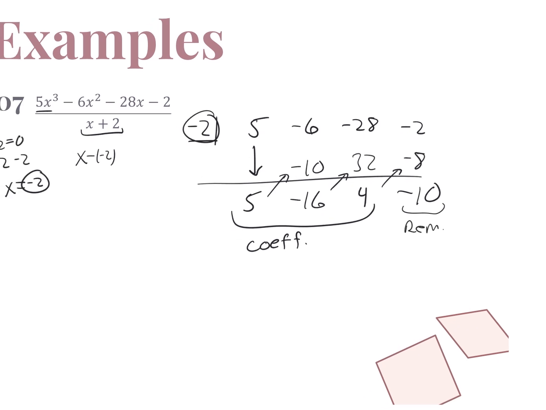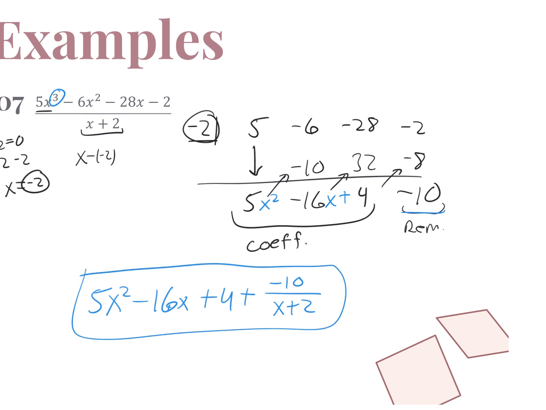All right? And because our highest exponent to start was a 3, that means the highest exponent in our quotient is going to be x squared. And then it's going to go again in decreasing exponent order. So it's going to be 5x squared minus 16x plus 4, and then this negative 10 is your remainder. So your final answer is going to be 5x squared minus 16x plus 4 plus negative 10 over your divisor, so over x plus 2. And that's your final answer.